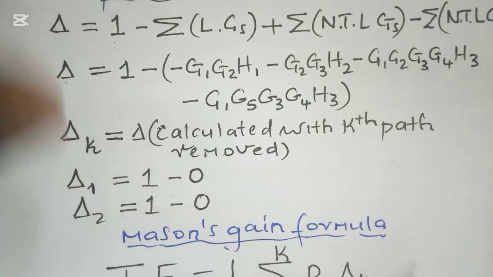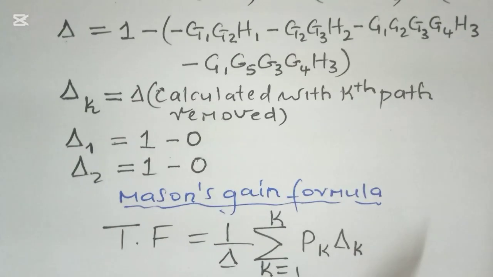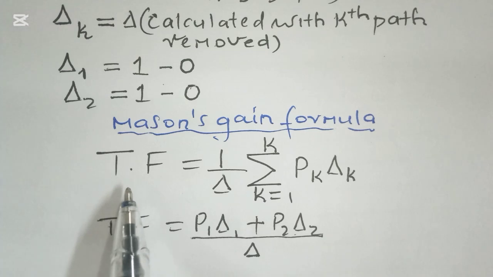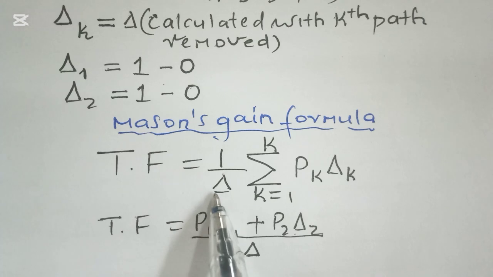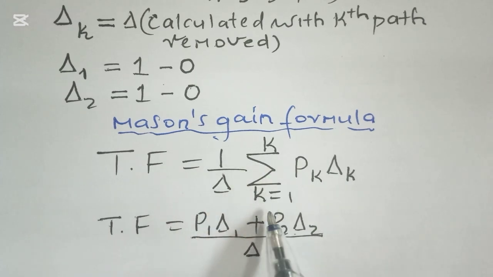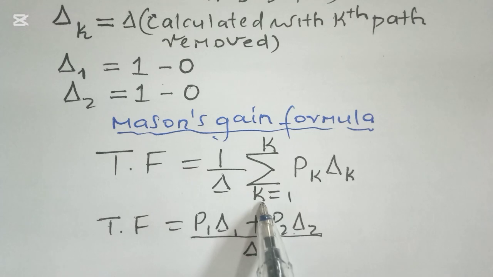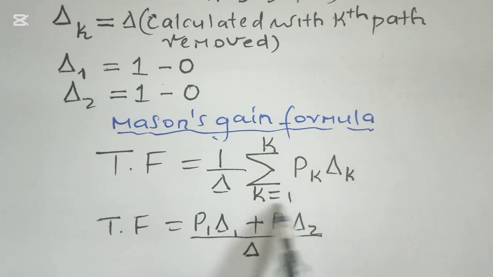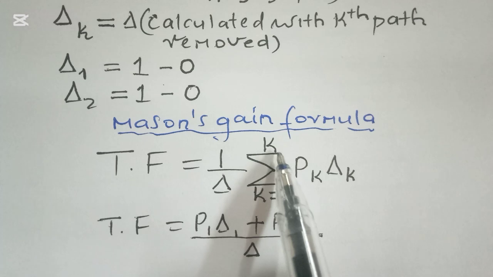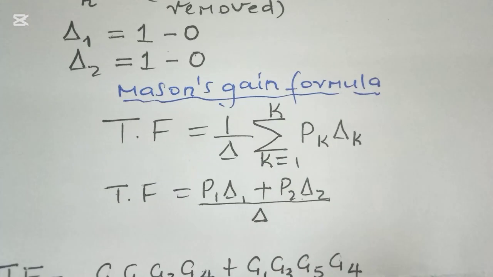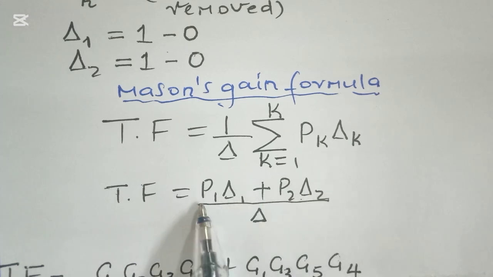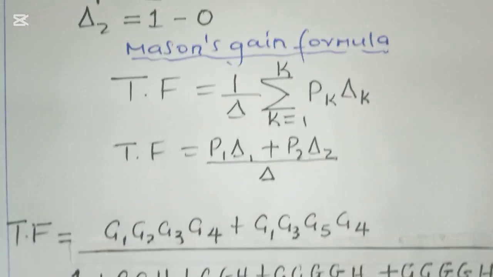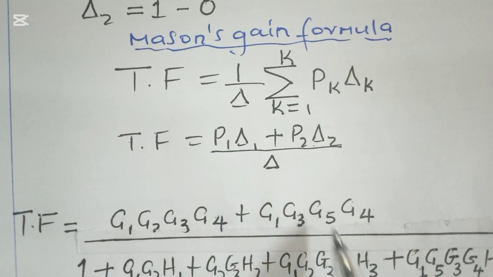And so from there, guys, we come to Mason's gain formula. Mason's gain formula is used to find the transfer function, which is TF equals 1 over delta, the determinant, times the summation of, that is, k equals 1 up to the kth path. For us, we only have 2 paths. So this will be P1 delta 1 plus P2 delta 2. Delta 1 is 1 and delta 2 is also 1. P1 is G1, G2, G3, G4, and P2 is G1, G3, G5, G4.